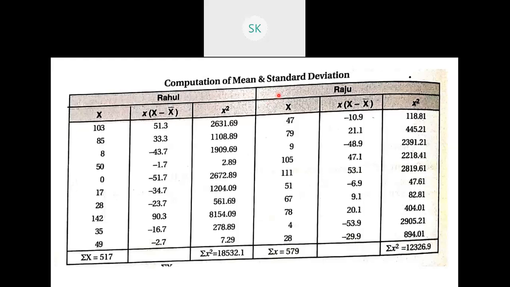Okay, I hope everybody understood the table. Did you all understand the table? Can you please leave it in chat if you have understood the table?